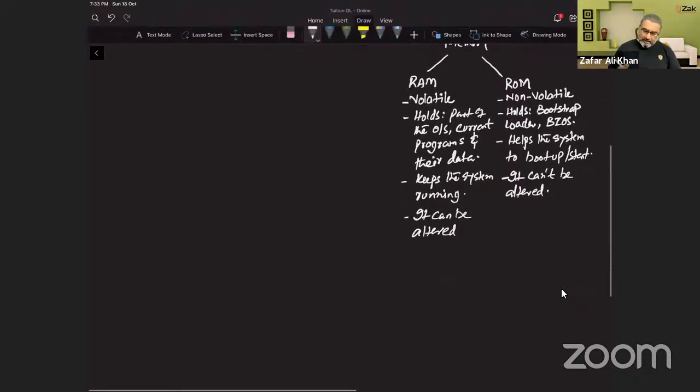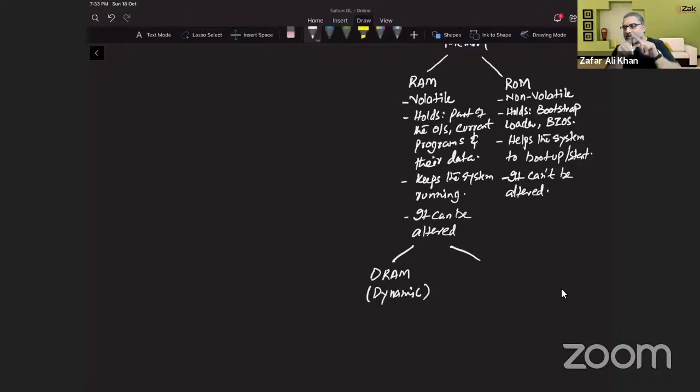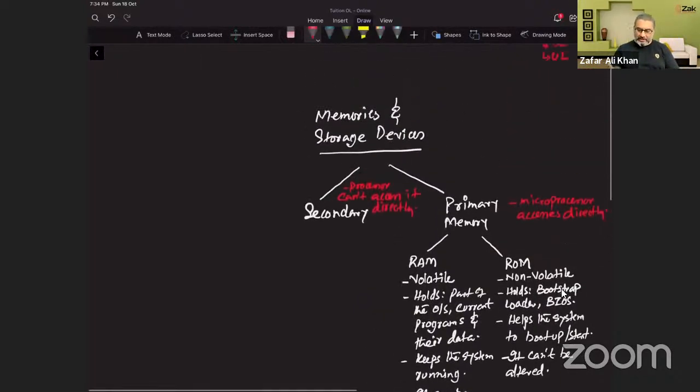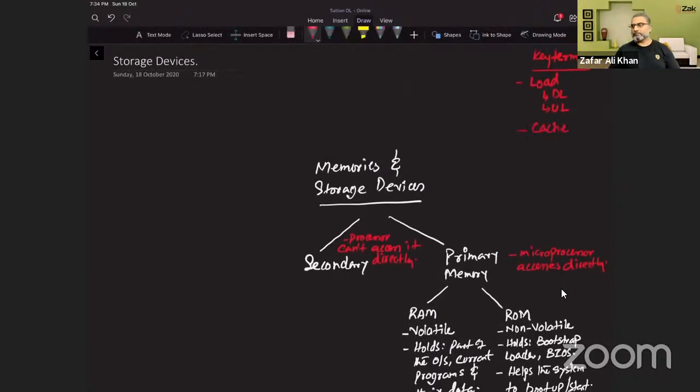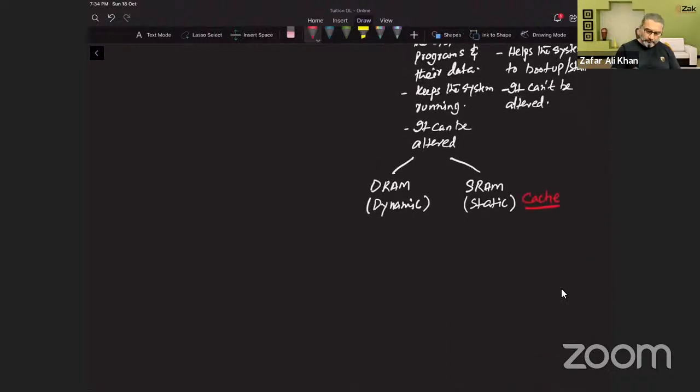Now RAM. There are two types of RAM. The one that is outside the microprocessor is called DRAM, dynamic RAM. The one that is held inside the microprocessor's housing, the jacket of the microprocessor, is called SRAM, static RAM. In general, this static RAM is called cache. Cache are those memories which help the system to work properly.